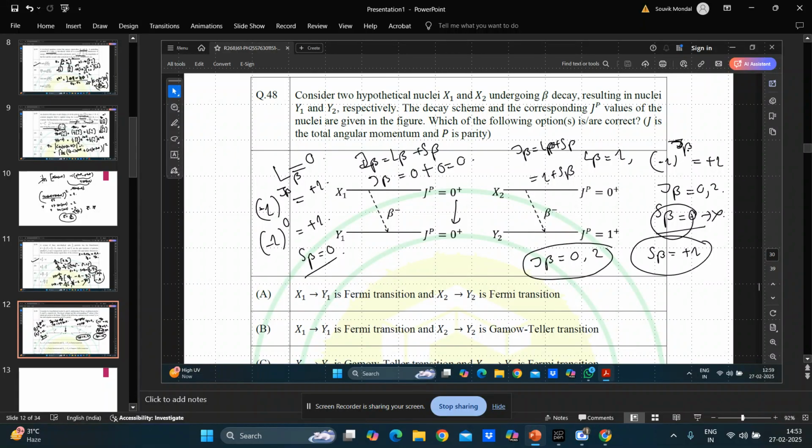And (-1)^0 is equal to +1, and (-1)^2 is also +1. So S beta equal to 1 is possible for this configuration. So this is a Gamma-Taylor transition. Okay. So for this configuration, S beta equal to 0 is the possibility, and for this configuration, S beta equal to 1 is the possibility. So this is Fermi-Taylor. First is the Fermi transition, and this is the Gamma-Taylor transition.